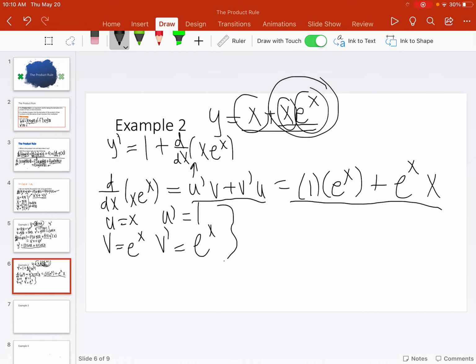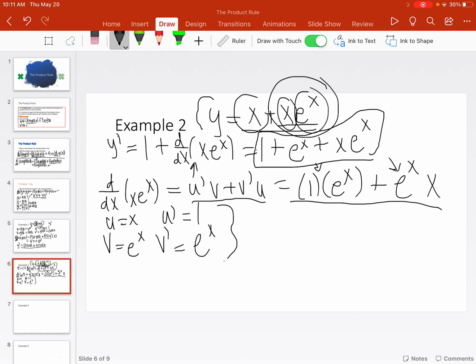So now we're not done yet because we have to put everything together and we have to find y prime. All we did right now was find the derivative of our second term. So let's put it all together. Our derivative of our first term, x, was just 1. So 1 plus e to the x, right? Because we got this, plus x e to the x, this part. There we go. That's our answer.